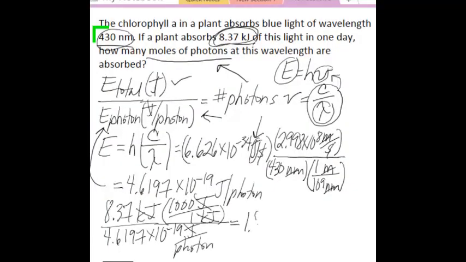So we have 1.81 times 10 to the 22 photons. Then we divide that by Avogadro's number, and we're left with 0.030 moles of photons. And that is our answer.